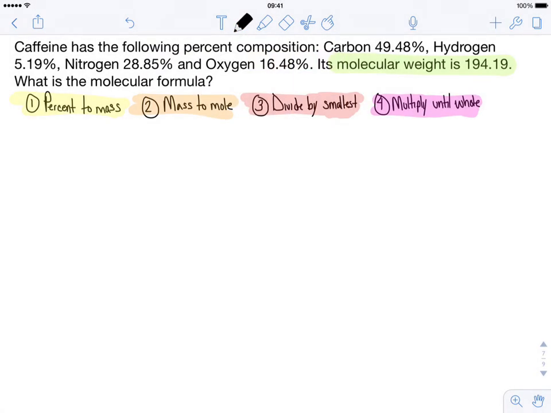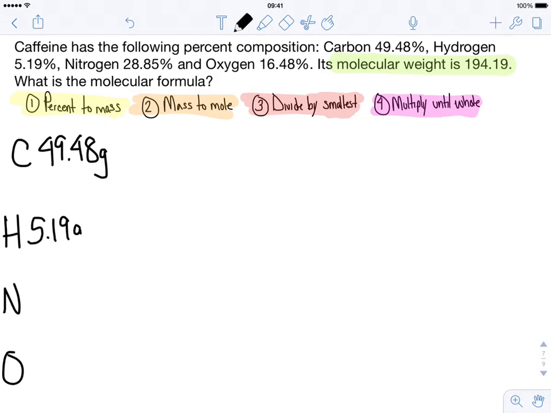So what elements do we have here? We have carbon, hydrogen, nitrogen, and oxygen. So step 1, change all of the percentages to masses. So 49.48 grams, 5.19 grams, 28.85 grams, and 16.48 grams. So this is step 1.